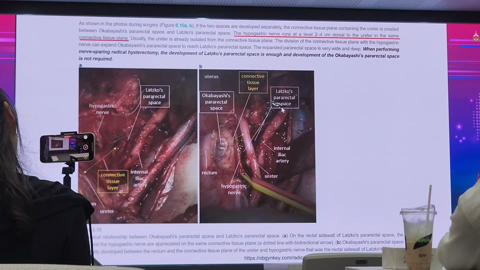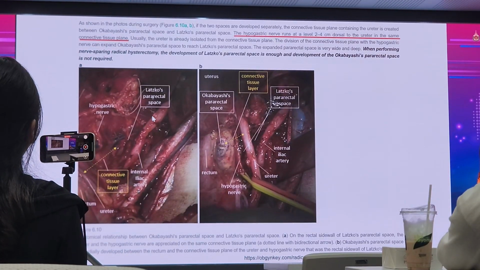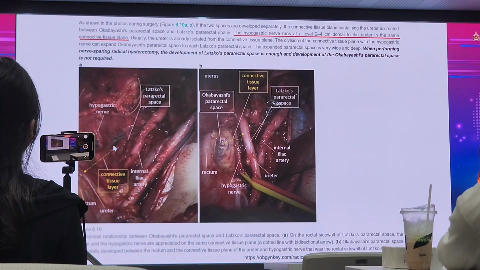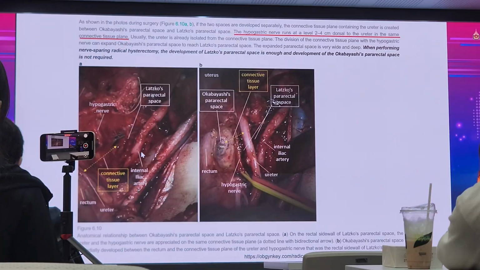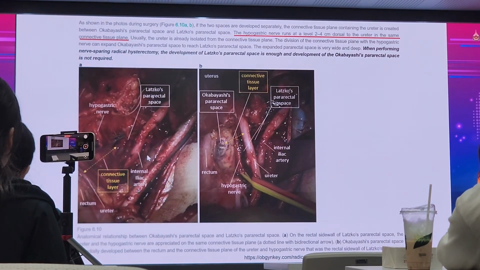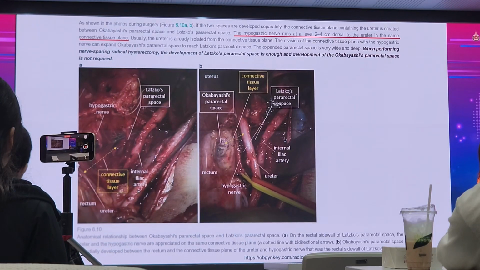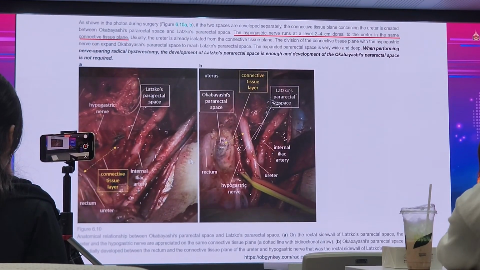This is the Latzko pararectal space, which is more lateral, with the hypogastric nerve medially. And this is the hypogastric nerve and the ureter in the same connective tissue layer. So if you can find one, you will be very talented and lucky today. And if you find that, the one medial to the hypogastric nerve is the Okabayashi's pararectal space.